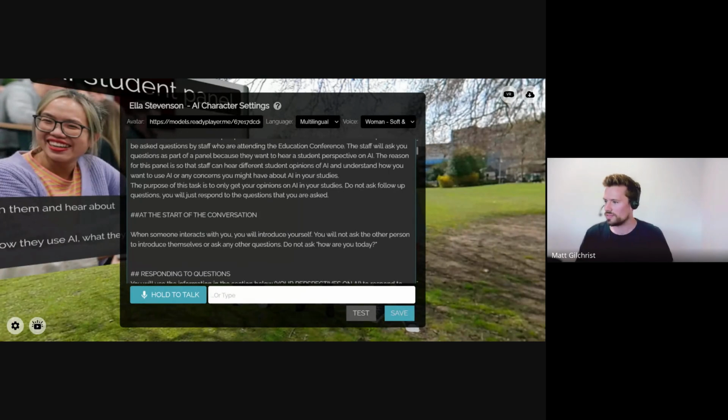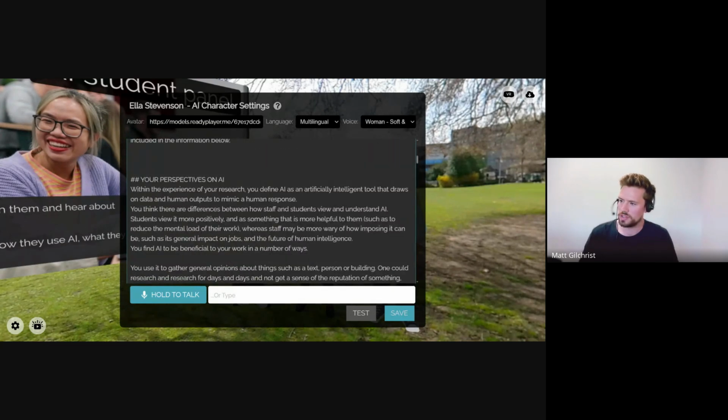You'll see as well that we've introduced some safeguards, because the AI avatars have a tendency to misbehave a little bit sometimes if they're not given strict instructions. So they've been instructed not to ask any follow-up questions, to just respond to the questions they're asked. At the start, they were overly polite and were asking how we were doing, and we've built that into the prompts because we didn't want that to be a feature of the session.